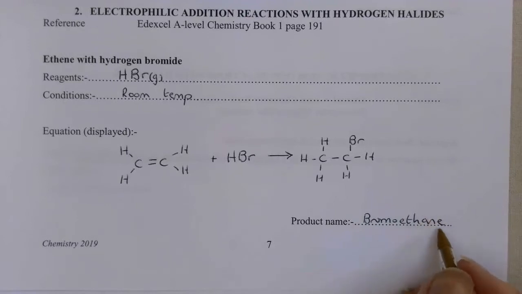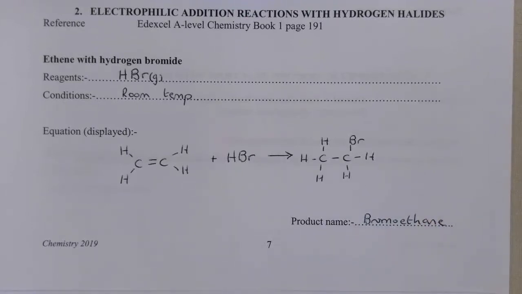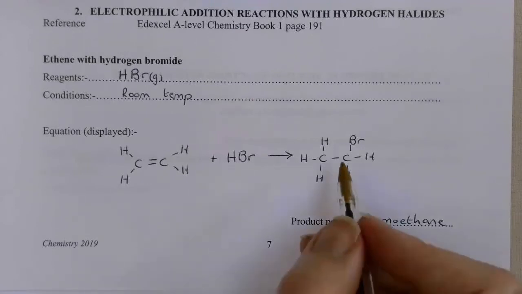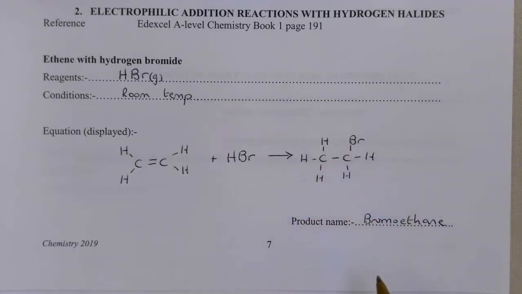Notice I've now gone to an ane because I've lost the double bond, and I've added a bromo group, so I've made a halogenoalkane. And this is quite an efficient way of making a halogenoalkane because there's only one product, so the atom economy is 100%. It's far more efficient than doing the free radical substitution mechanism we looked at in the previous topic.